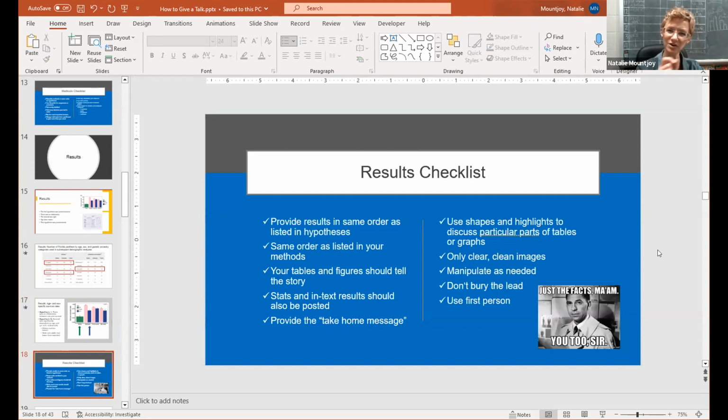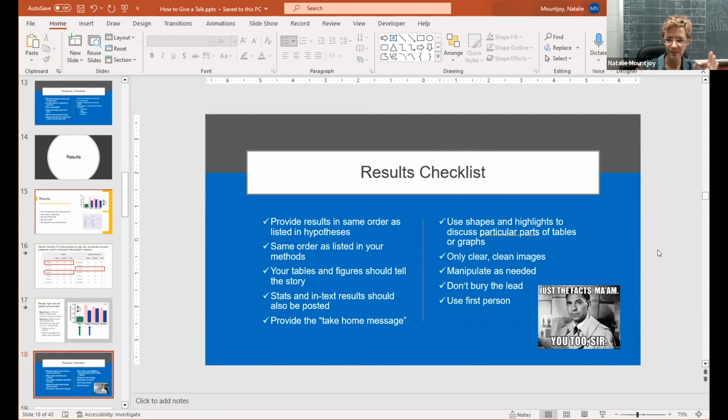You don't need to go over every little piece, right? Use boxes and arrows to highlight the most important pieces of your tables and your figures. Make sure your images are clean and clear. Make sure they're legible, right? Don't bury the lead. Sometimes you feel like all your results are super important, right?